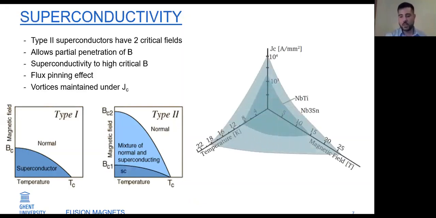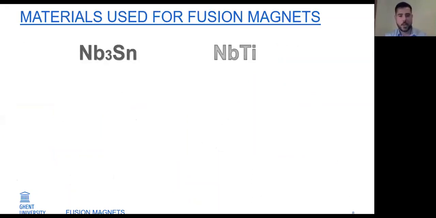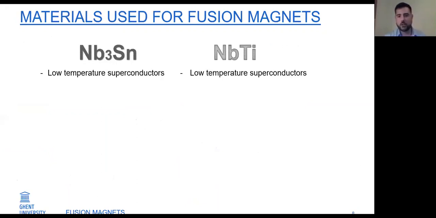This is a scheme of the critical values for superconductors. We see the example of the two superconducting materials used in ITER, the niobium tin and the niobium titanium. We see that if we go very high in one of the variables, the other goes really low. So the materials used are these two that I introduced. Both are low temperature superconductors, type 2 superconductors. That means they use helium as coolant.